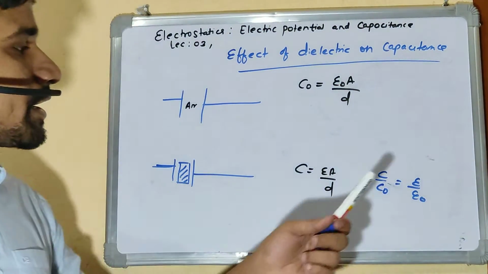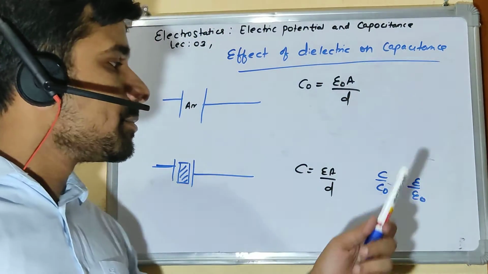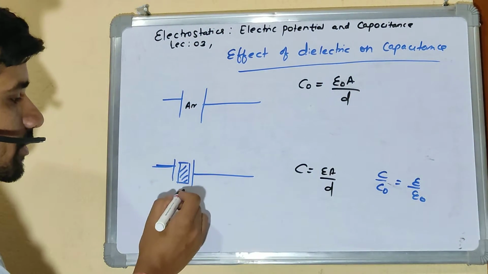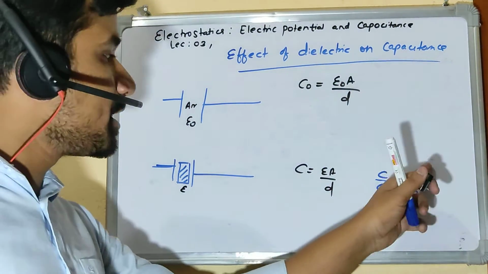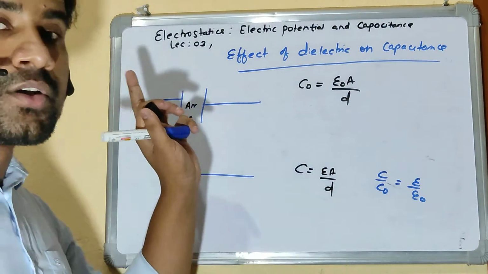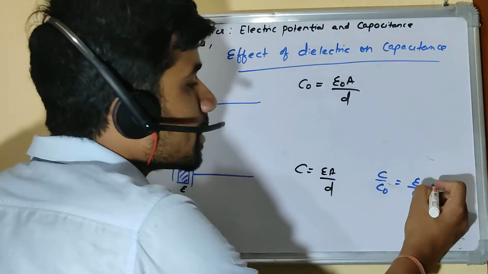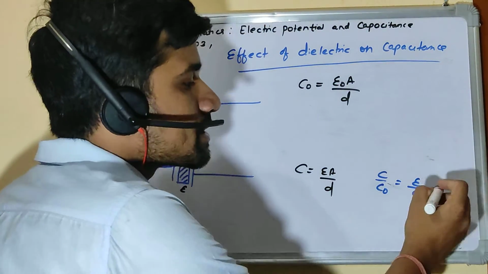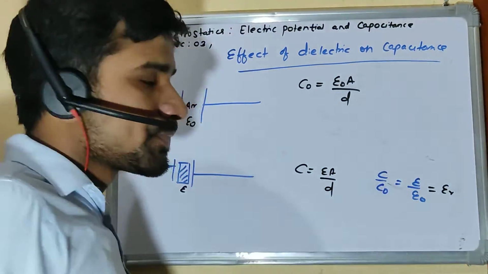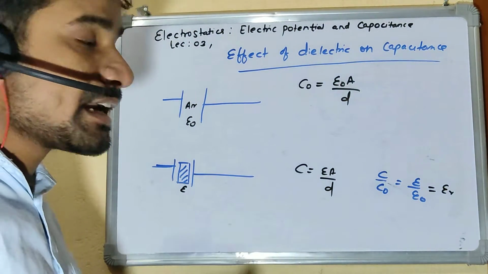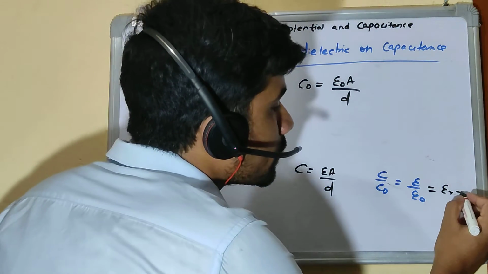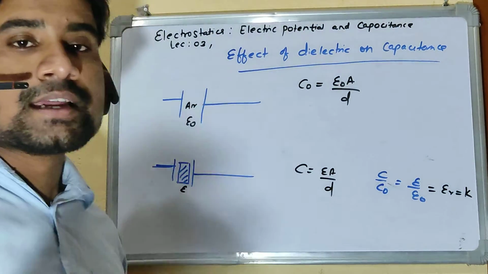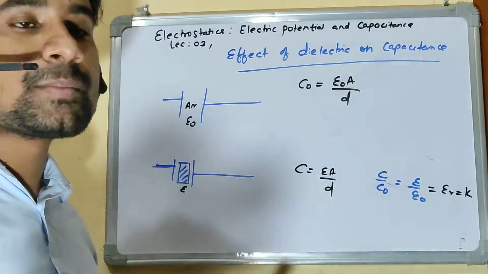So this is the ratio of permittivity of medium. This medium has a permittivity epsilon and this has epsilon naught. So this is the ratio of permittivity of medium to permittivity of air, and this is nothing but relative permittivity, which we discussed even in the first chapter. This is also called the dielectric constant, so this can be called the dielectric constant or relative permittivity.